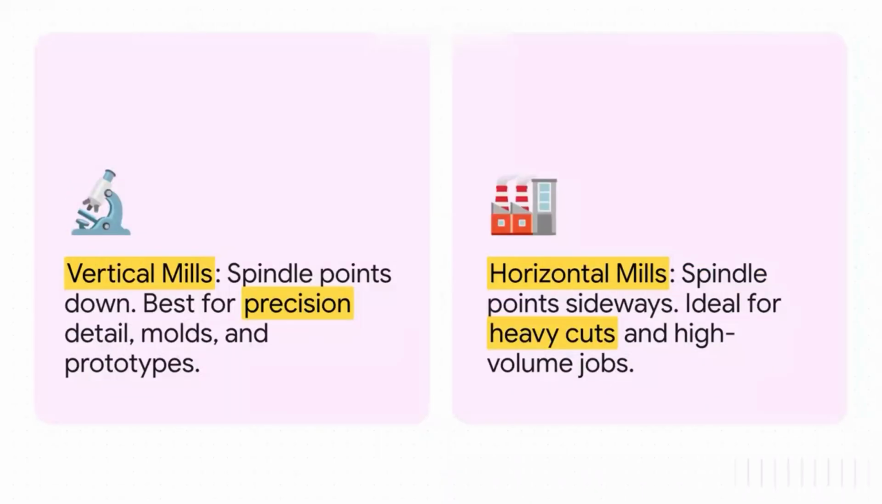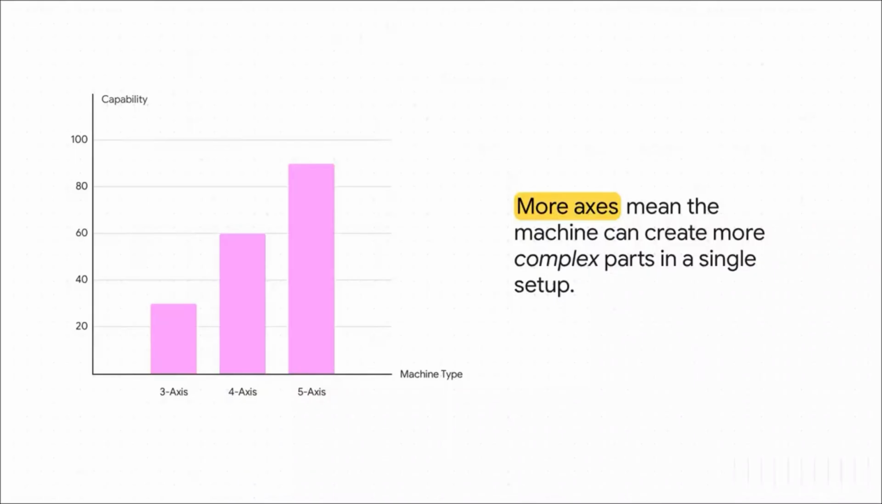And the machines themselves? They come in a couple of main flavors too. You've got your vertical mills, where the spinning tool, or the spindle, points straight down. These are awesome for really detailed work, for prototypes where you need to see exactly what's happening. Then you have horizontal mills. The spindle is on its side, and these things are absolute workhorses. They're built for heavy, powerful cuts and churning out tons of parts, like you'd see on a car assembly line. But here's where it gets really cool.